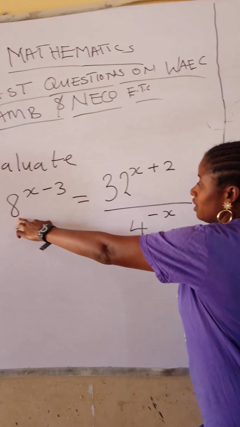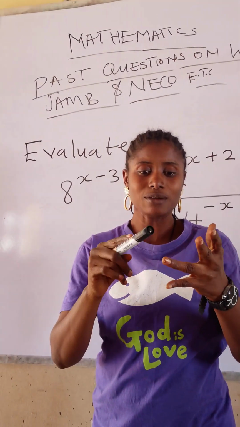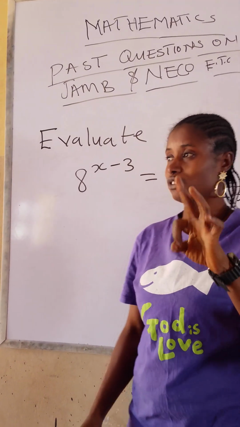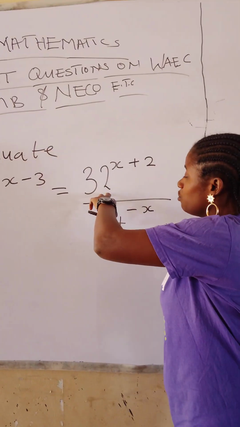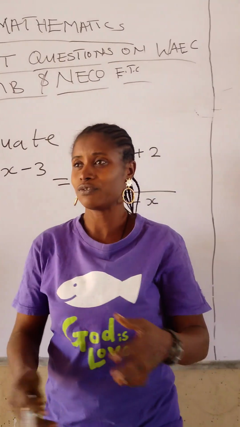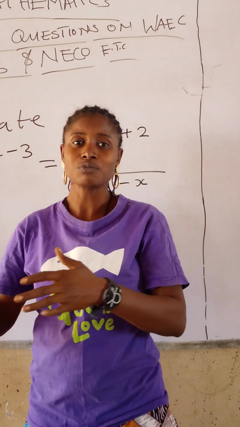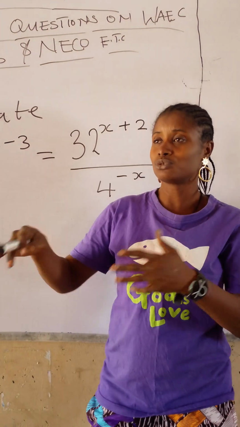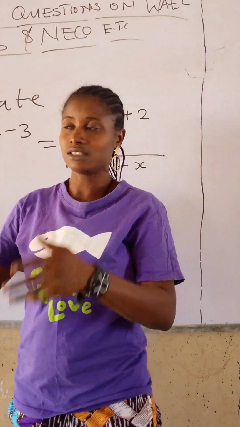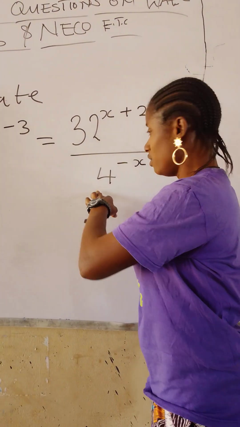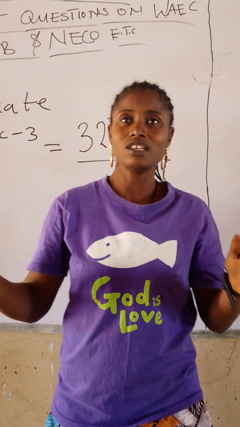We have 8. 2 can go into 8 3 times, because 2 times 2 times 2 is going to give us 8. You've gotten the first one. From here, 32, you use your calculator and check how many times 2 will give us 32. 2 times 2 times 2 times 2 times 2, 5 times, is going to give us 32. You look at 4. You don't need to crack your brain, because you know that 2 times 2 is 4.